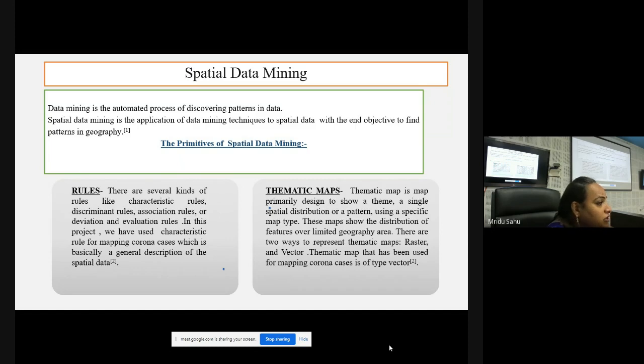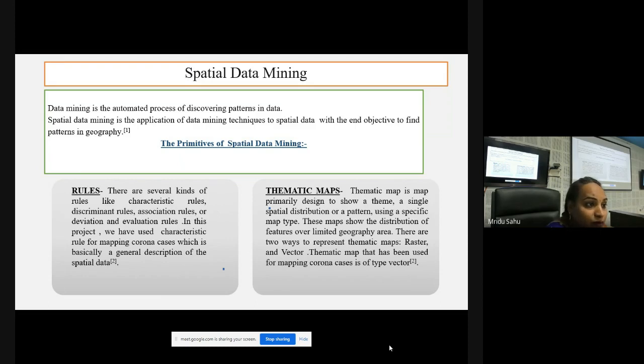We are researchers working in healthcare. So we are finding the patterns of the heart. We are finding the patterns of the brain. We are working on the patterns of the lungs. So all the patterns play a significant role for analysis purposes. So spatial data mining is the application of data mining techniques to spatial data.